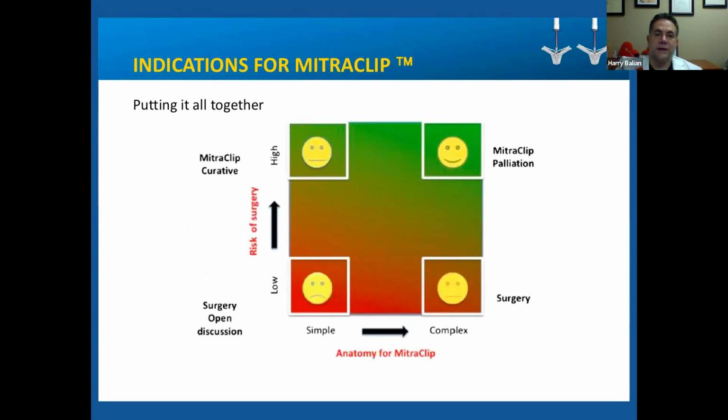Now looking at the actual indications for mitral clip, it depends on the risk of surgery and the anatomy for mitral clip. If the anatomy is simple and the risk for surgery is high, it's a slam dunk for mitral clip. If the risk for surgery is low and the anatomy is complex, those patients should be sent to surgery. The happy medium is that if you have a high risk for surgery and also a complex anatomy, you can still clip those patients and they do okay.